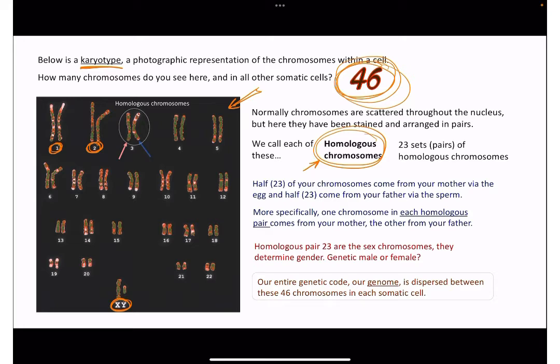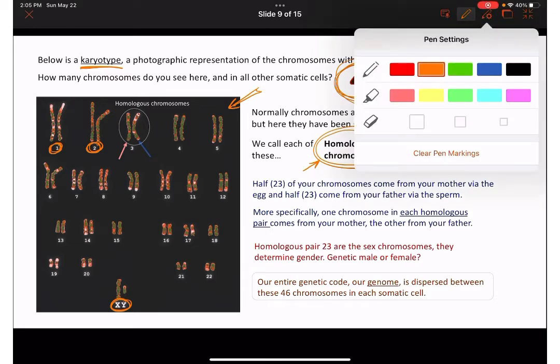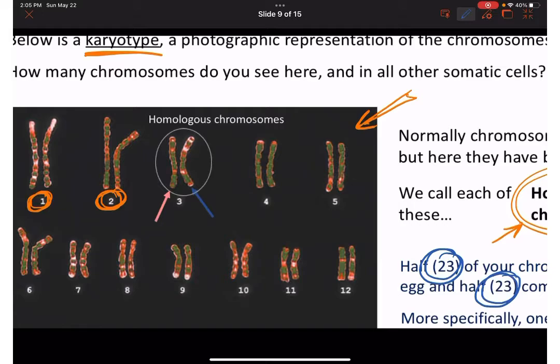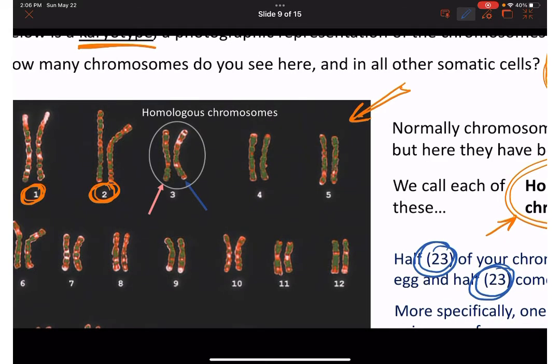Now, where are these chromosomes going to come from? Well, half of them, 23 of them, are going to come from your mother via the egg, and the other 23 are going to come from your father via the sperm. But there's something else going on here on top of that that's pretty cool.